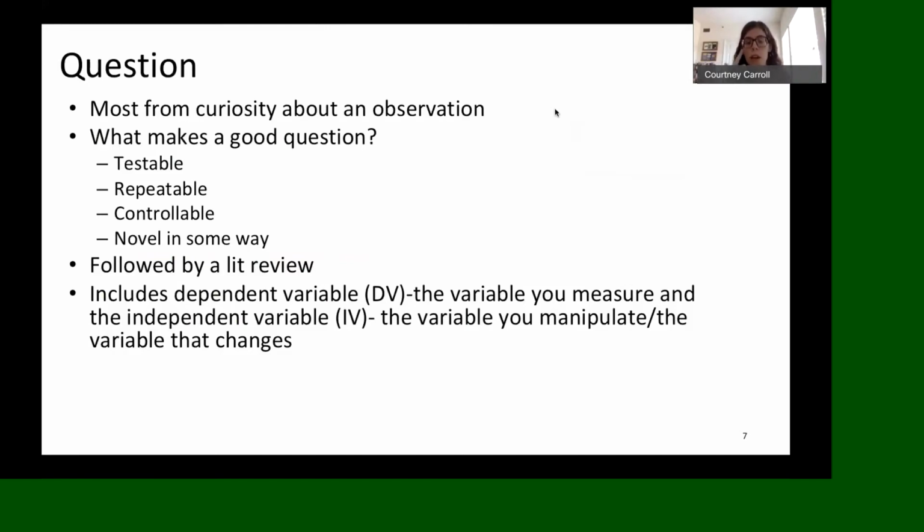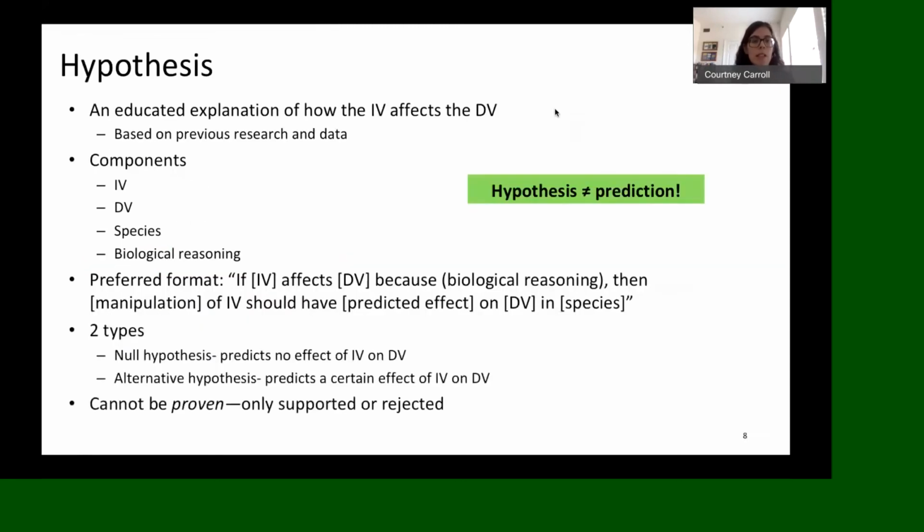And the way that you can think about this is to think about the graph that you would get from those results. The independent variable is going to go on the x-axis, and it's going to be, again, that thing that you're manipulating or changing. And the dependent variable is what you're measuring, and that's on the y-axis. Okay, so this leads us to our hypothesis.